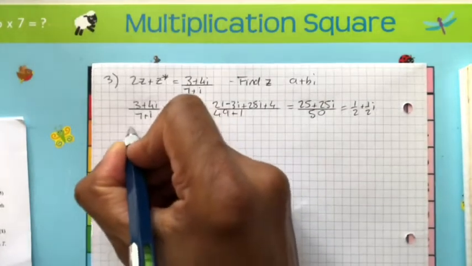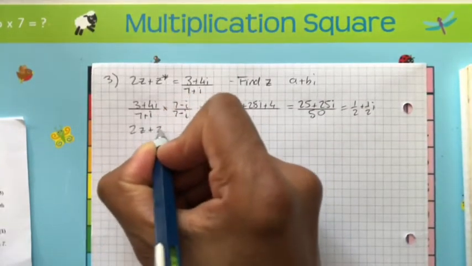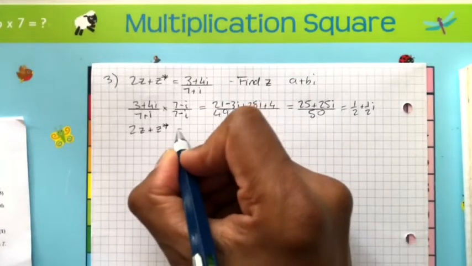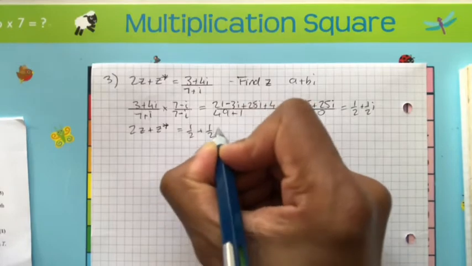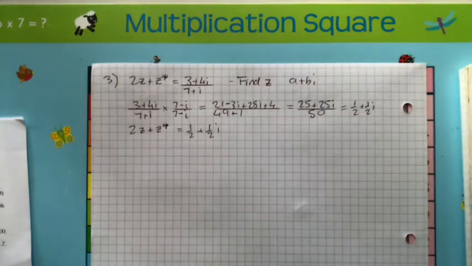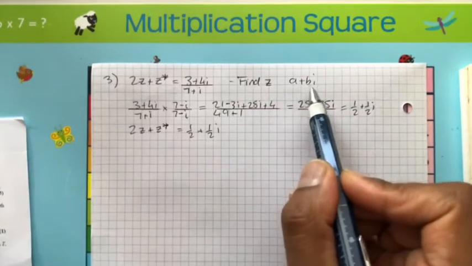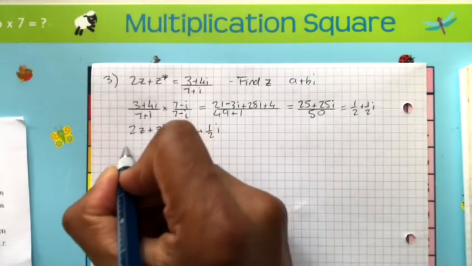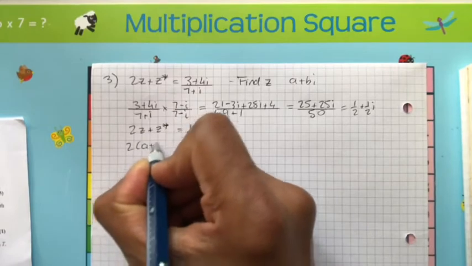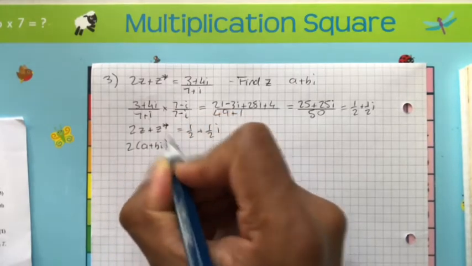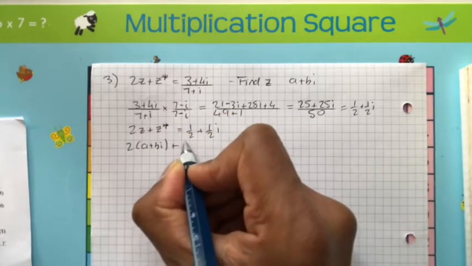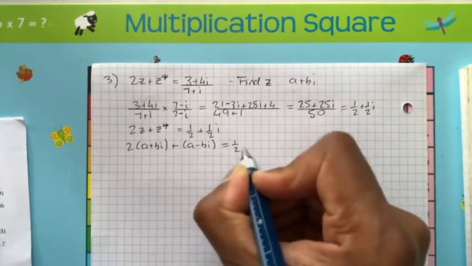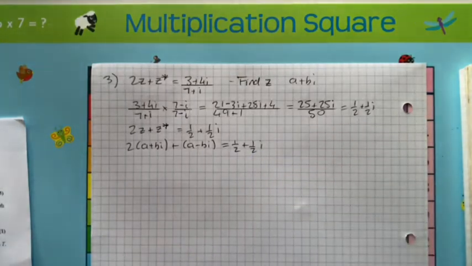So we know now that 2z plus z star is equal to a half plus a half i. So in the form of a plus bi, what we're going to do is replace z with a plus bi, and z star is just this conjugate pair. So that's equal to a half plus a half i.